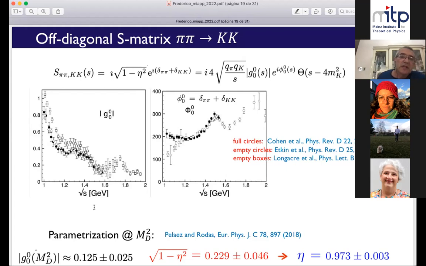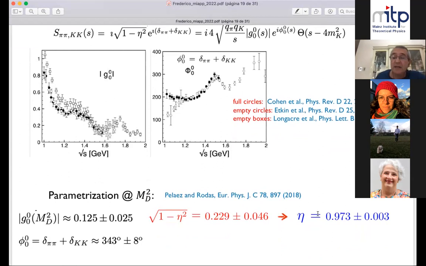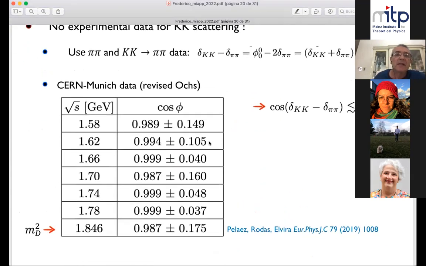And if you use this observation here, we have an eta that is not as small as the other one, because the other one may have more channels, but it's still different from one. Okay, and what about the phase? Indeed, if we collect the data in this region, we see that cosine phi is almost one. And if we take, unfortunately, we do not have data at 1.8 GeV mass.